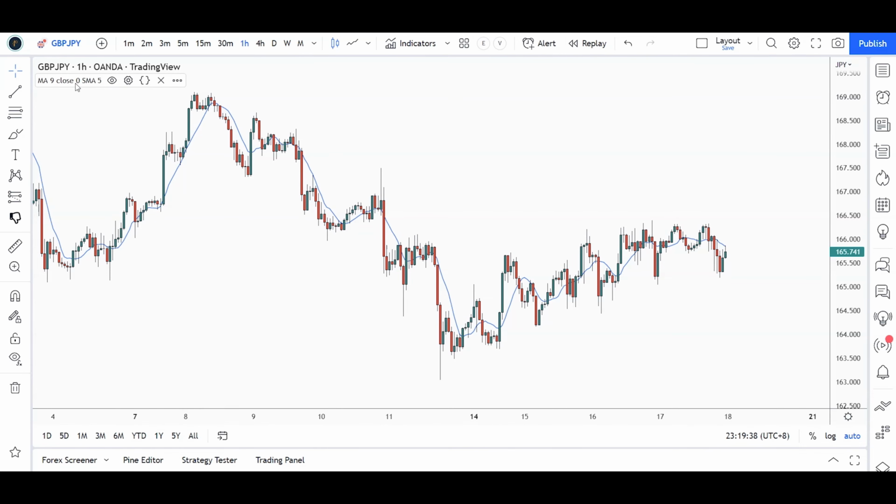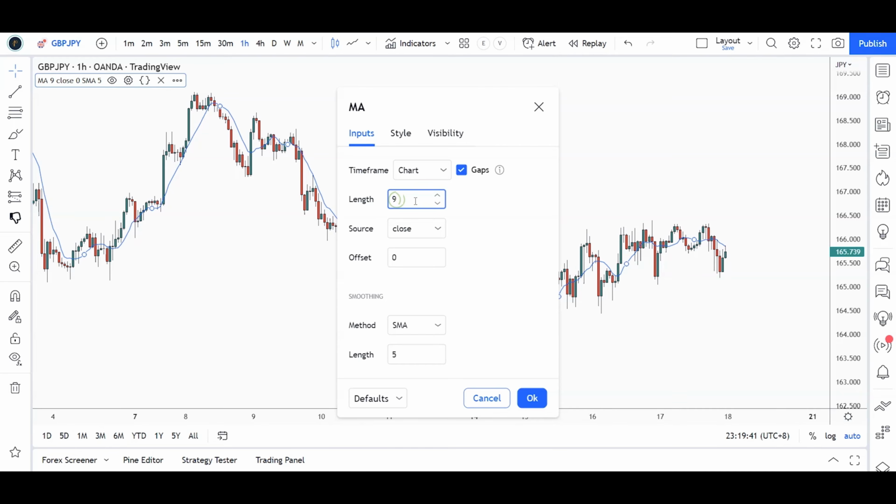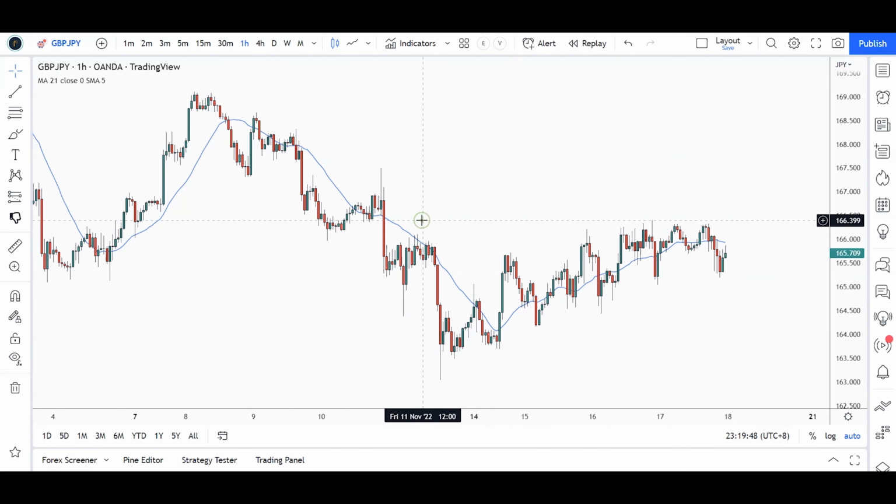Then, right above the status line, you will see the indicator currently shown or used on your chart. From here, click the settings button to change the length of the moving average. Here, we have to put in 21. Then, leave the rest as is, and click OK. Afterwards, the 21 moving average will now appear on the chart.